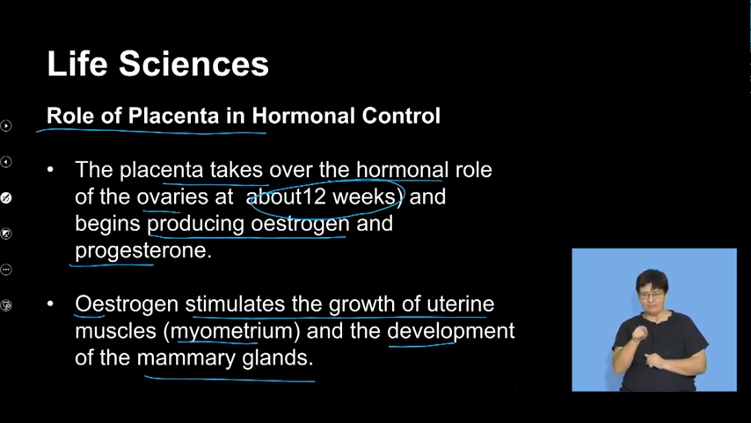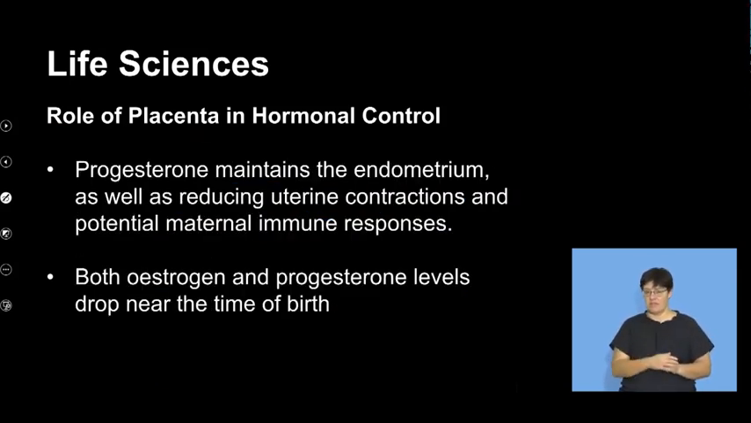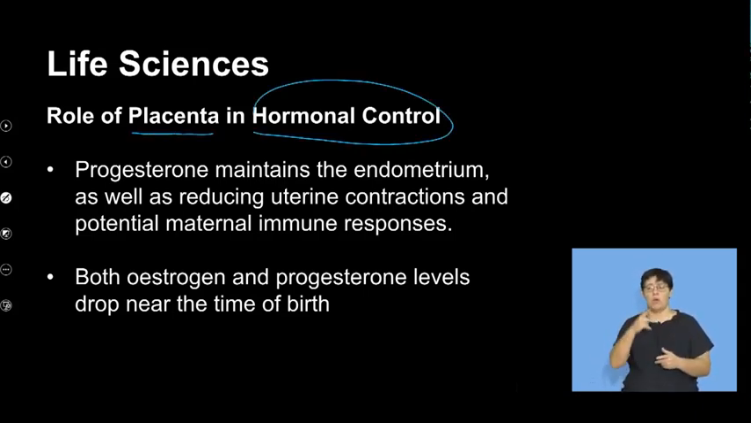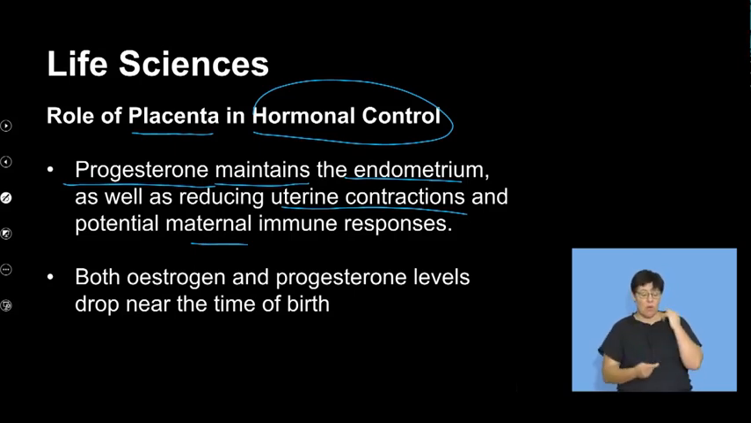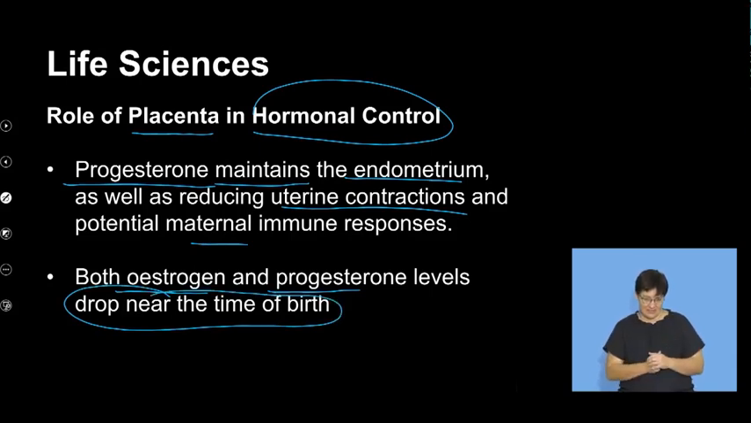And you'll find that it's important that the mammary glands develop during pregnancy in preparation for breastfeeding. We know that the placenta plays an important role in producing progesterone, as I mentioned earlier. And progesterone's function is to maintain the endometrium, as well as to reduce the uterine contractions that potentially may occur during the process of gestation. Both estrogen and progesterone levels drop towards the end of a pregnancy.